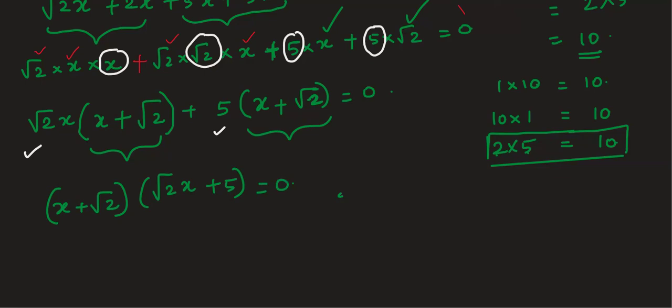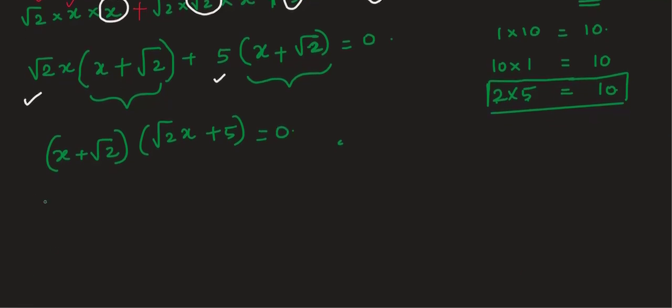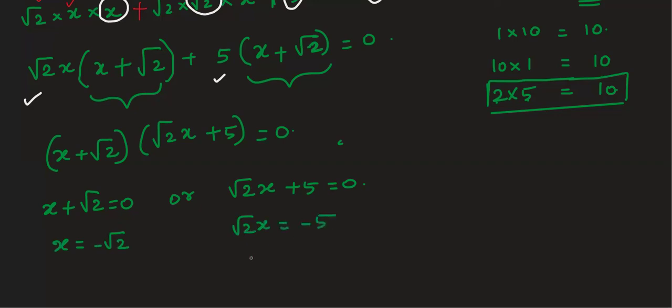Now how do I find the value of x here? Let's equate them. Either x plus √2 is equal to 0, or √2x plus 5 is equal to 0. Solve the simple equations, moving √2 to the other side. So x will be equal to minus √2. Here, √2x is equal to minus 5; dividing by √2 on both sides, x is equal to minus 5 by √2. So that's all. The roots are x equal to minus √2, or minus 5 by √2.